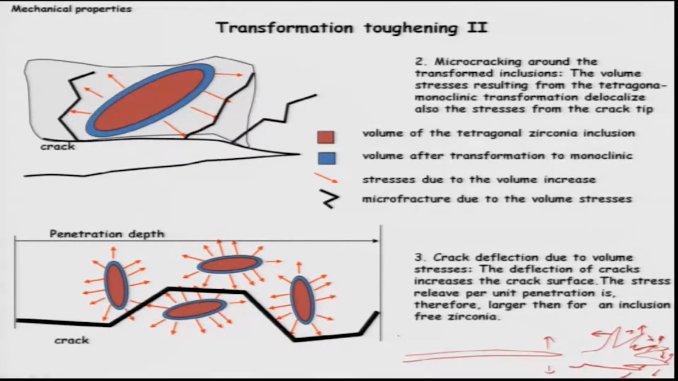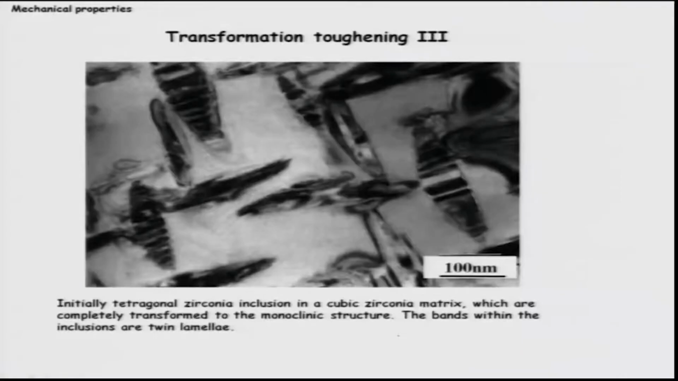Now in some of the pictures, again, you see the twin zirconium oxide particles, and inside there are twin plates. Each of these particles is shown in the cubic zirconium matrix, completely transformed to monoclinic structure, and these twins basically form because of the transformation from tetragonal to monoclinic. This can lead to twinning inside the zirconium oxide particles. So the bands within the inclusions are twin lamellae, and twinning can also lead to toughening.